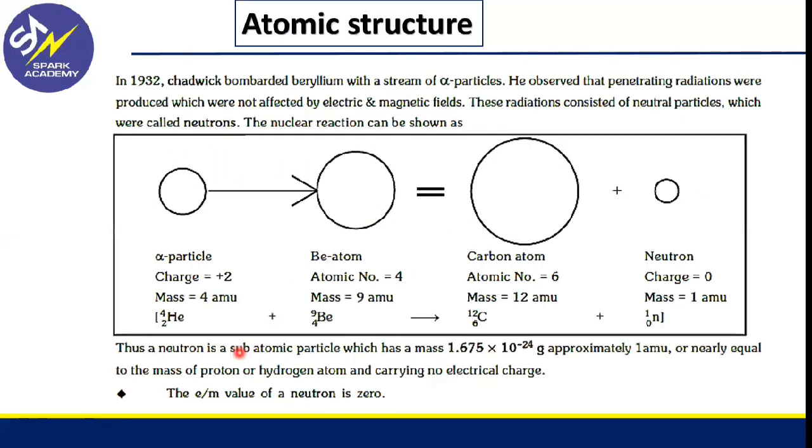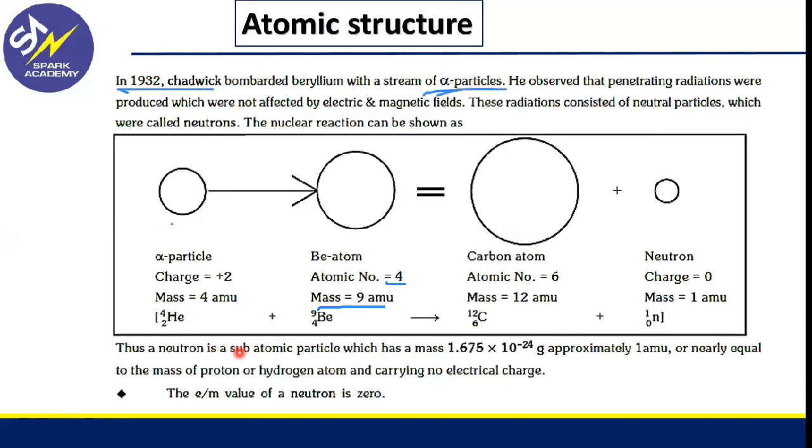Next it is neutrons, isn't it? We are done with electrons and protons. The next one is neutrons. So in 1932, a long time after the discovery of electrons and protons, Chadwick bombarded beryllium. Beryllium is an element which has an atomic number of 4 and a mass of 9 atomic mass units. He bombarded it with alpha particles.